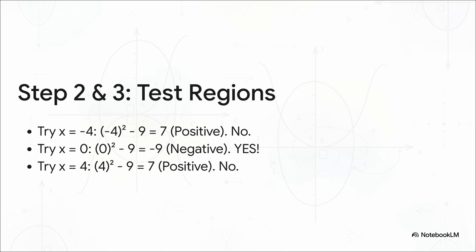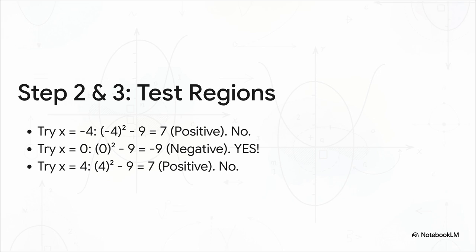Let's pick a number from the zone on the far left, something like negative 4. We plug it in, negative 4 squared is 16, minus 9 is positive 7. Is 7 less than 0? Nope. So that zone is out. Now for the middle zone. Let's pick the easiest number possible, 0. Plug it in, 0 squared is 0, minus 9 is negative 9. Is negative 9 less than 0? Yes, it is. So that's our solution zone.